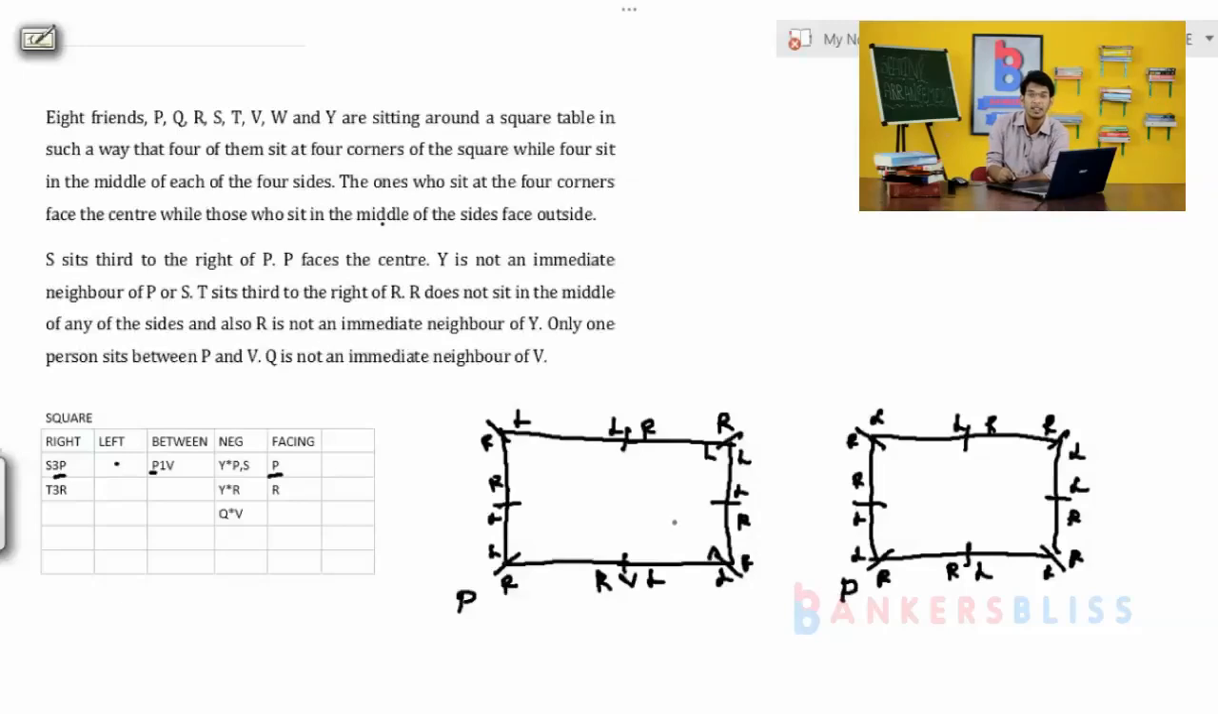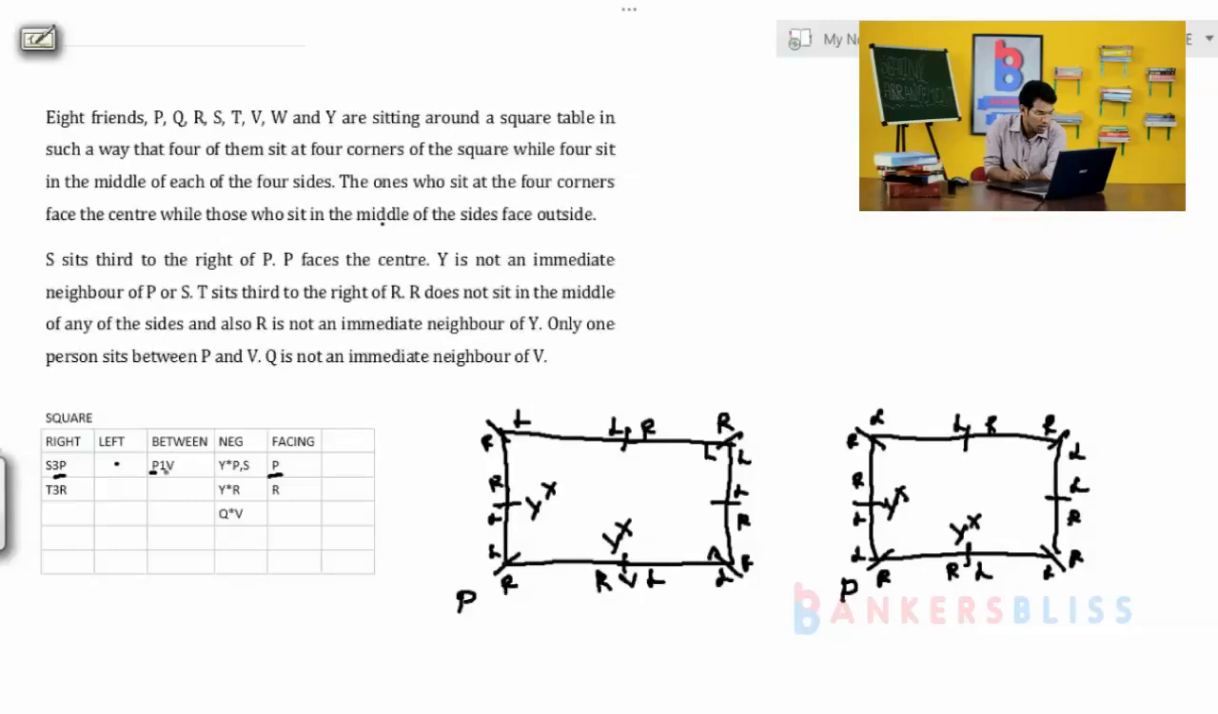Next, identify the elements relative to P. One: Y is not an immediate neighbor of P. I write Y does not come here, Y does not come here. Again, Y does not come here and Y does not come here.